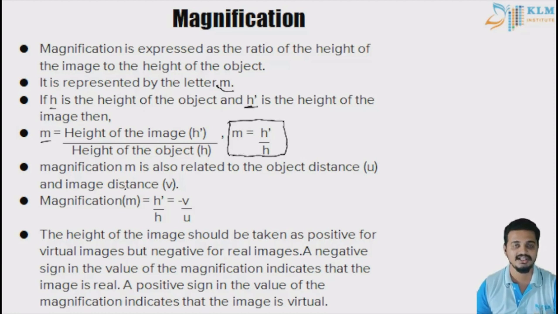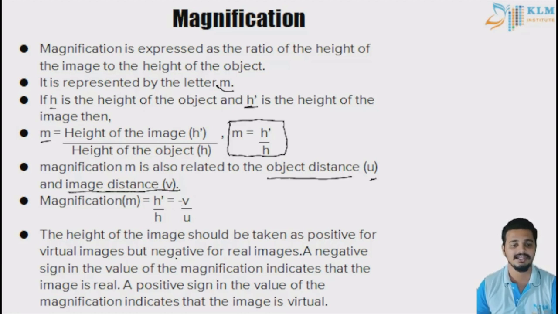Magnification is not only related to the height, you guys. It is also related to how far the object is placed. So we already know the object distance is u and the image distance is small v. So how is it related to that? We'll see. M is equal to h dash by h, which is equal to negative v, negative, guys, negative is very important here, divided by u.